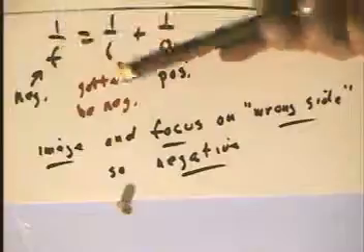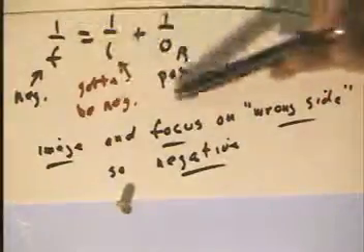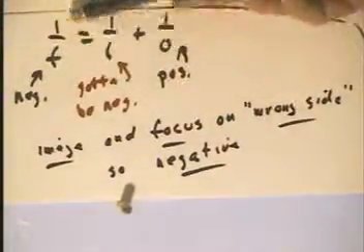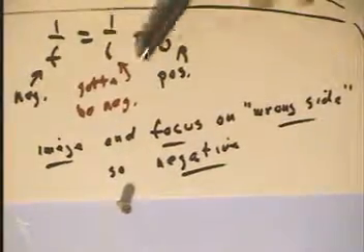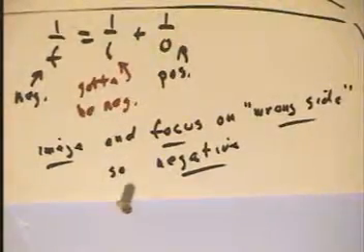The object position is positive, so that this 1 over O is positive, but 1 over F is negative, which means that this whole side has to be negative because it's got to be equal to 1 over F. Now, since this is positive, there's no choice but for 1 over I to be negative. So we see that the image does have to form on the negative or the wrong side of the lens, and that we're going to get a virtual image.